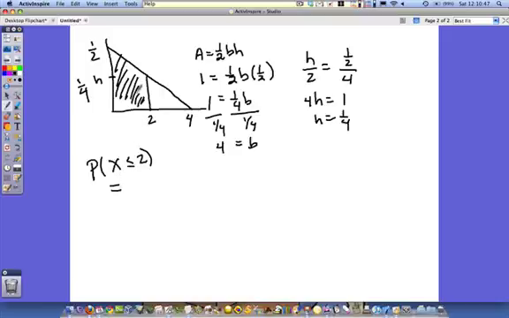So the area of this trapezoid is going to be 1 minus the area of the triangle. So let's figure that out. 1 minus 1/2 times base. Base is 2 because it's 2 units from 2 to 4. Times height. The height of this triangle is 1/4. And so we get 2 times 1/2 is 1. That's a 1/4. 1 minus 1/4 is 3/4. And that's the probability.